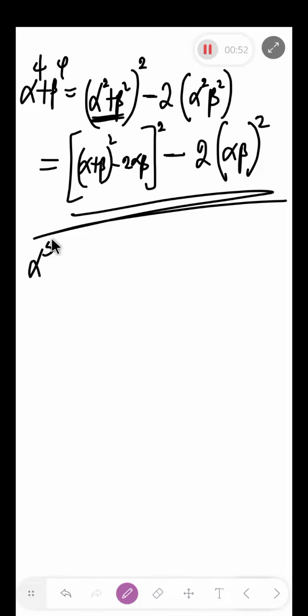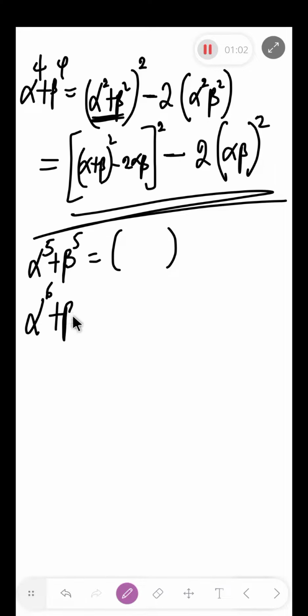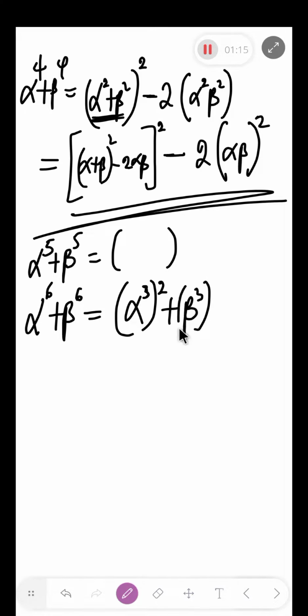There's no way you can actually get the one for alpha^5 plus beta^5. There's no pattern for it because you can't actually break it down into squares or into cubes. But I can actually try alpha^6 plus beta^6, which implies that I have alpha cubed inside, then I'll put square outside because 3 times 2 will give me the 6. The same thing goes for beta cubed, then I'll put square outside. So in this case, we can go ahead and simplify.